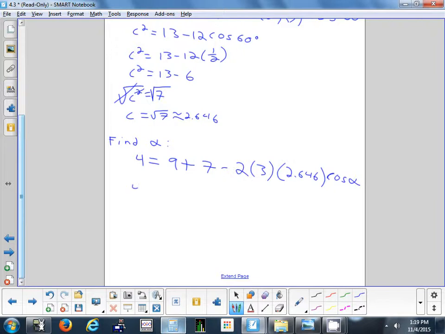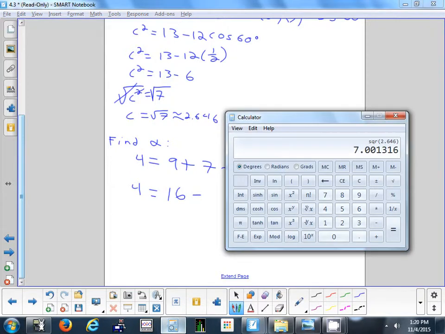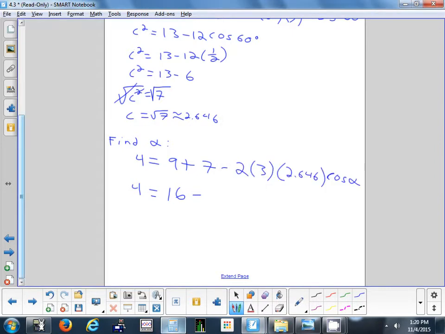All right, so here, just make sure you follow your order of operations and rules for solving an equation. You can add these two up first, it's okay, because adding these up doesn't affect multiplying these. So that's fine. So 9 plus 7 is 16, minus 6 times 2.646, 15.876.